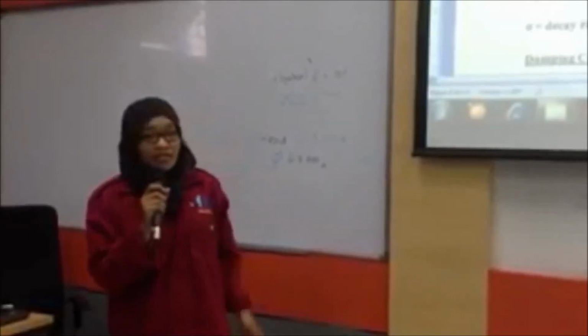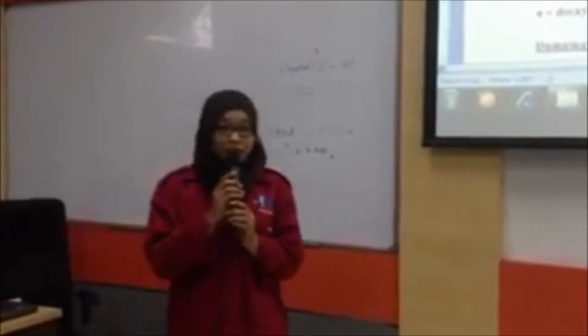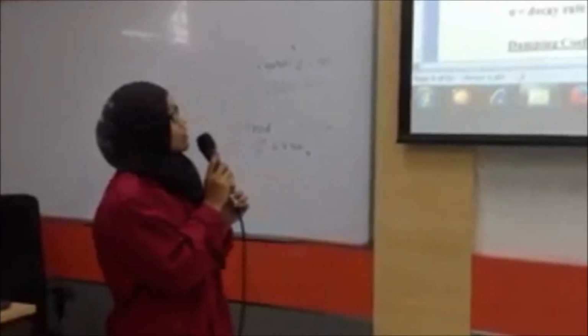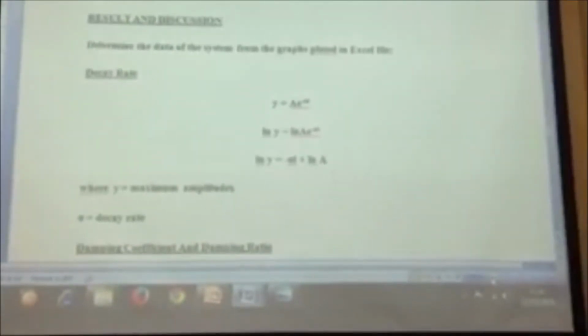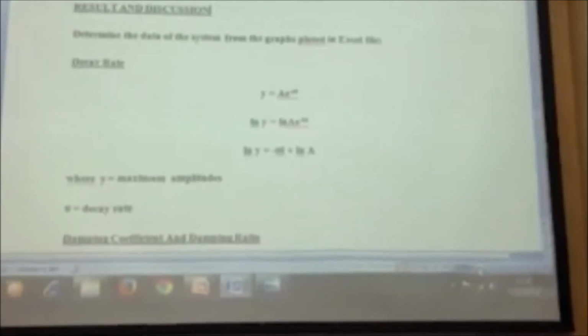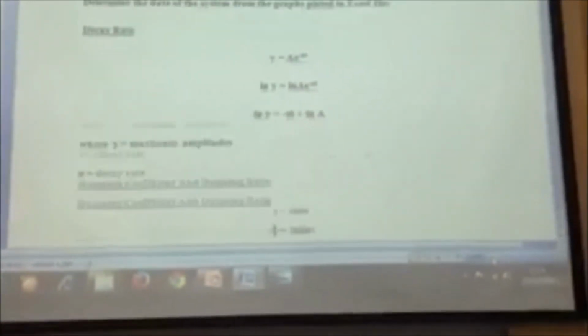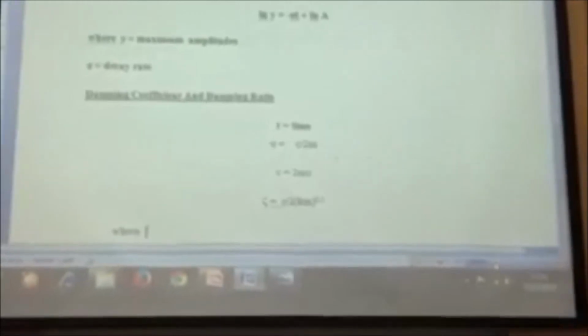I will present the results and discussion from our experiment. Firstly, I want to show the result for the decay rate that we got from the experiment, which uses the formula y equals A e to the negative sigma t, where sigma is the decay rate. From the decay rate we will find the damping coefficient and the damping ratio, as in the table. The damping for the 200 gram mass is less than for the 600 gram mass.